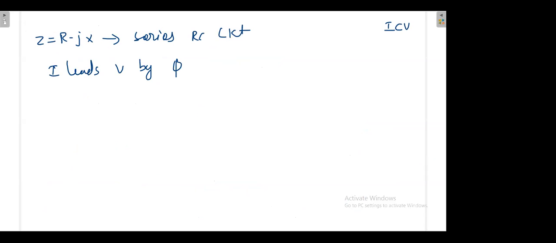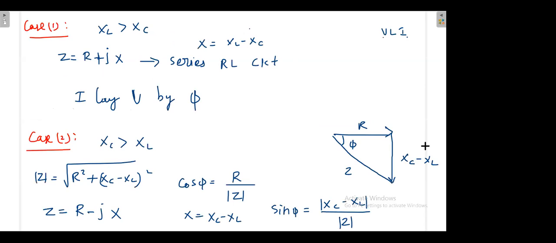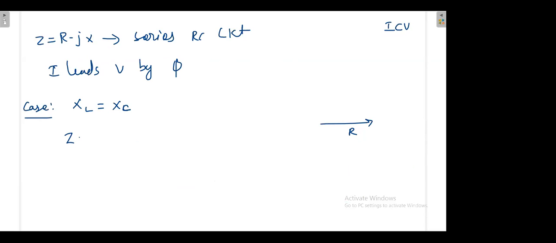Next, what will happen if XL is equal to XC? If XL is equal to XC, what is the meaning? You have both plus j and minus j, but they are equal components. That means they will cancel each other. Then finally you will not have any upward or downward component, because the difference XC minus XL itself is 0. That means this goes to 0, then this Z will merge with R. So once it is like this, what is your Z? Finally, that is R only.